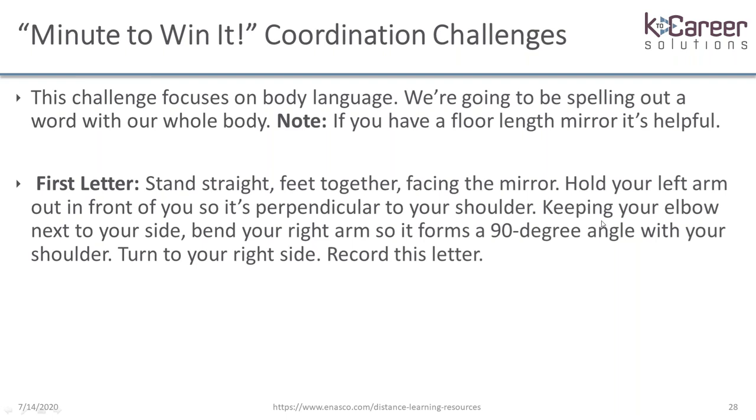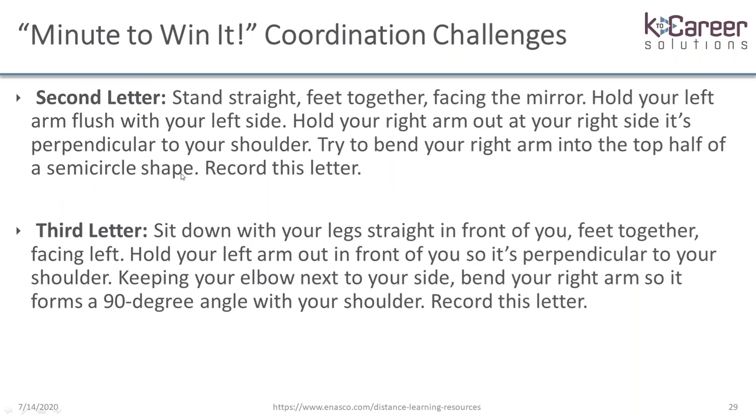Hold your left arm out in front of you so it's perpendicular to your shoulder, keeping your elbow next to your side. Bend your arm so it forms a 90 degree angle with your shoulders, and turn to your right side and record this letter. And eventually you would use the second letter, third letter, fourth letter, fifth letter.